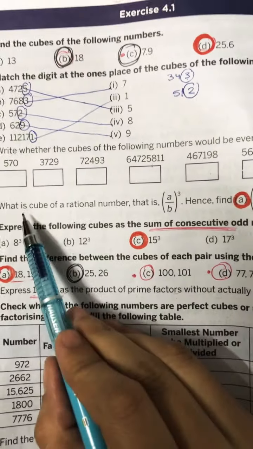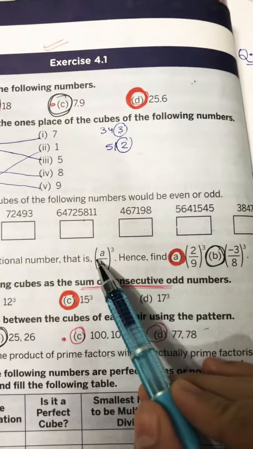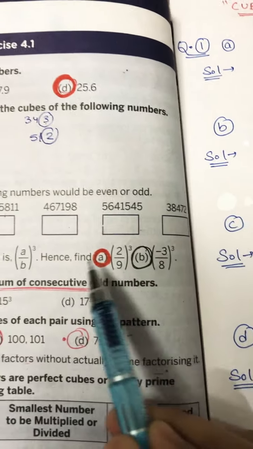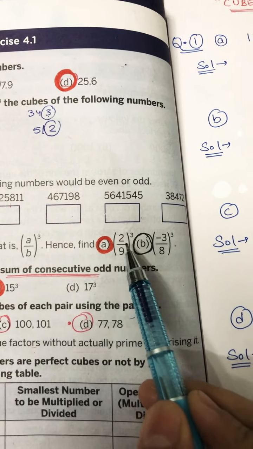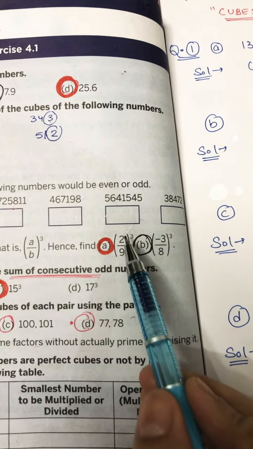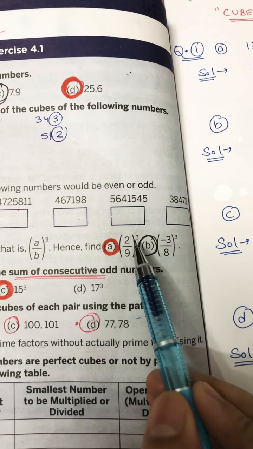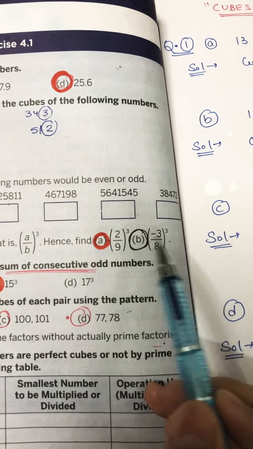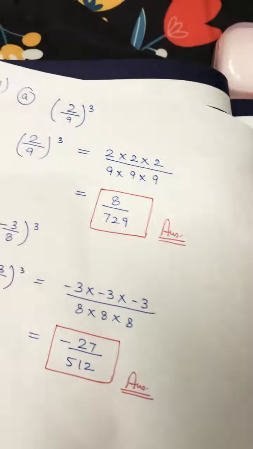Question number 4 is: what is the cube of a rational number? A rational number is given to you, that is (a/b) raised to power 3. It is given in the form of p by q. Rational numbers, so (2/9) raised to power 3. Find out the cube of this rational number. How can we start this question?